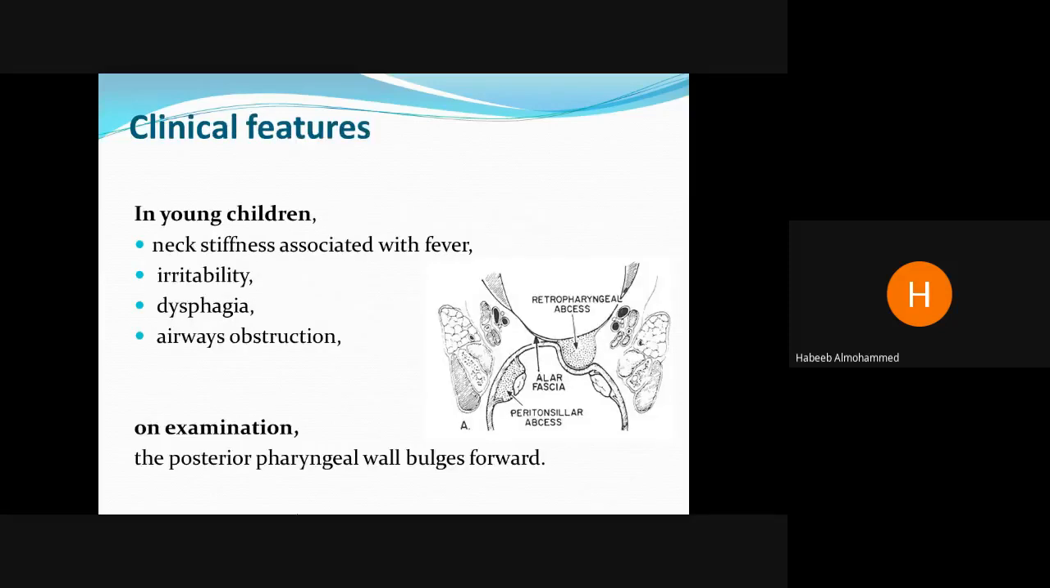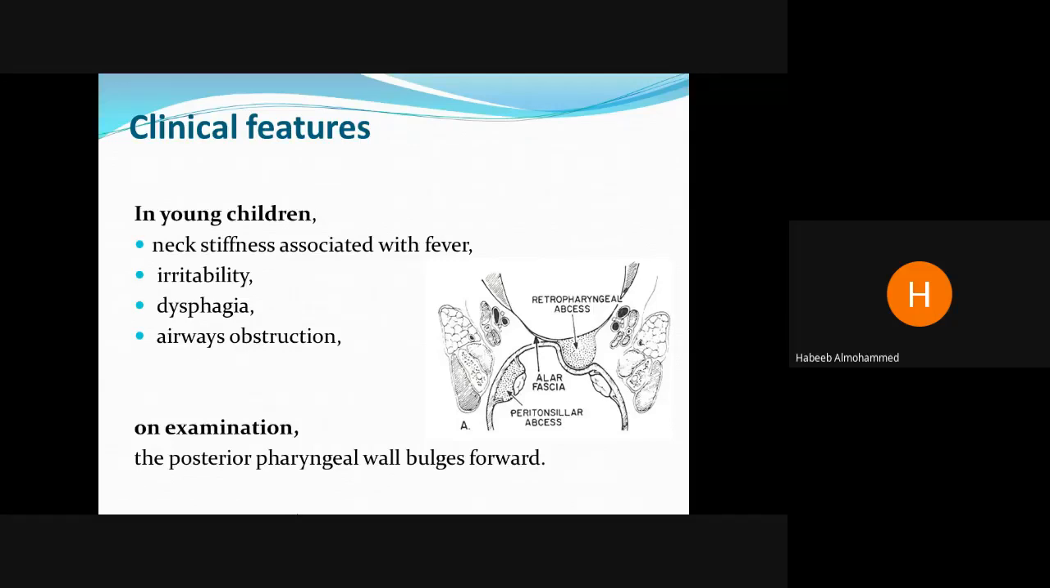What is the presentation of a patient with retropharyngeal space infection? There will be neck stiffness associated with fever, irritability, and dysphagia, with a high incidence of upper airway obstruction, and the patient may present with either a stable airway or a compromised airway with stridor. But you have to keep this in your mind: the most common and the most important complication is airway obstruction.